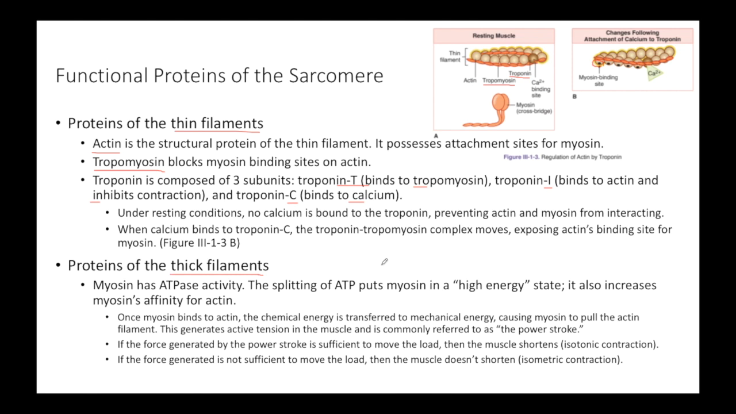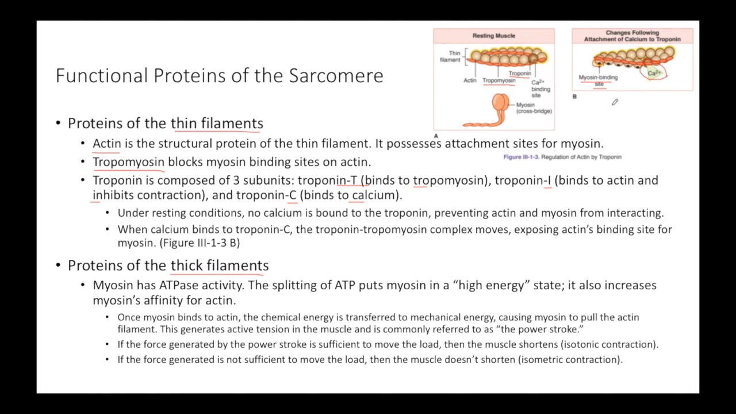So at rest, no calcium is being bound, and actin and myosin won't interact. All of the binding sites are still blocked. There's nothing going on. We're at rest. When calcium does bind, so you can see here, the troponin-tropomyosin complex, this whole thing, moves out of the way to expose these myosin binding sites so myosin can bind, forming cross bridges, and we can have contraction occur.